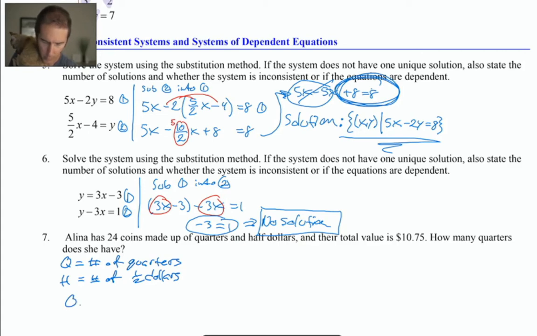So I'm going to say 25 cents or $0.25, 25 cents times the number of quarters, so that will be the total value.